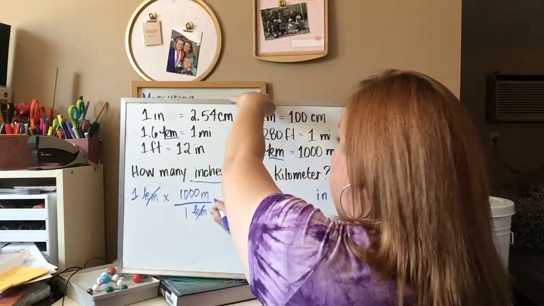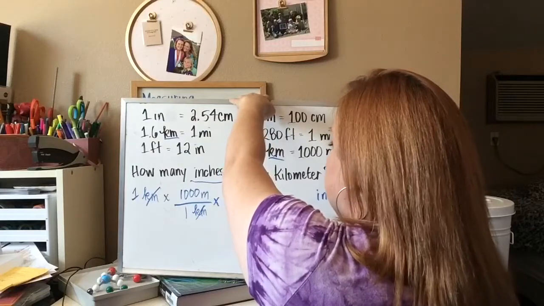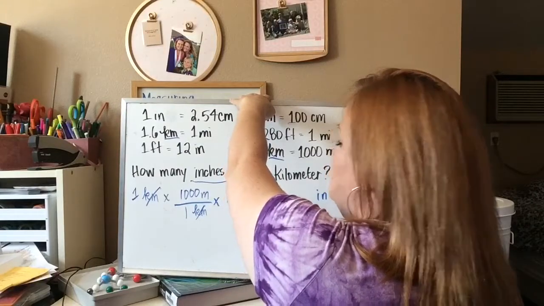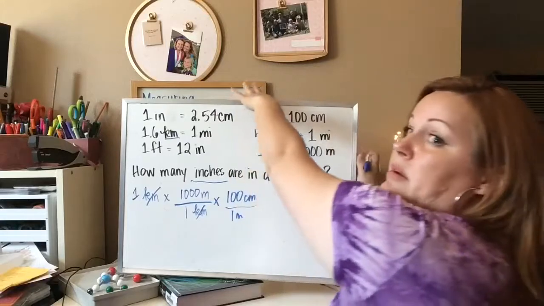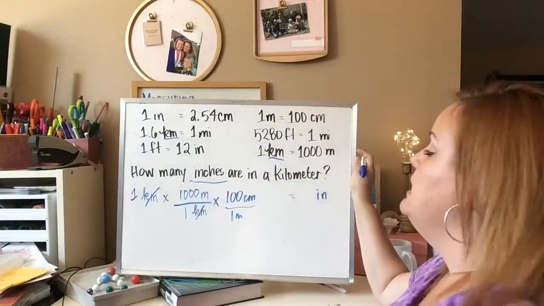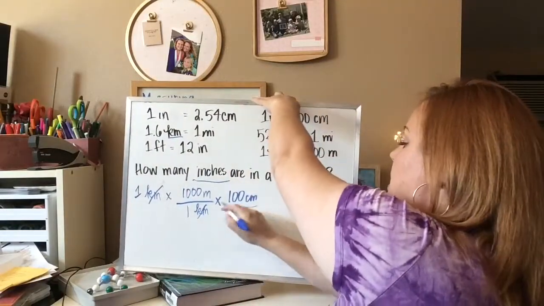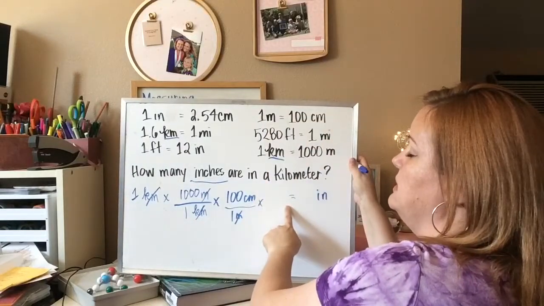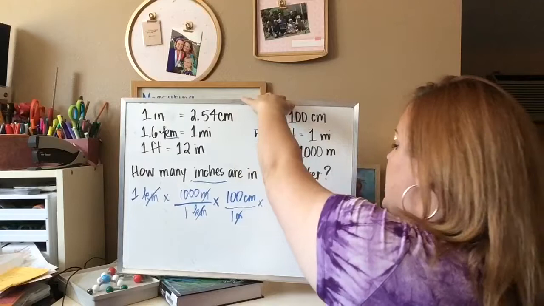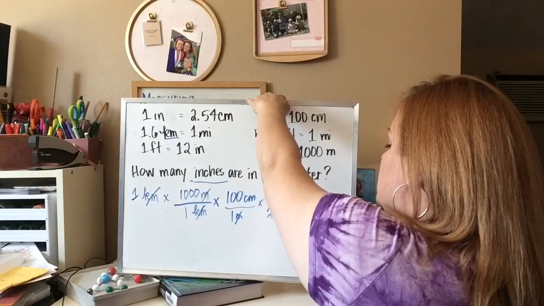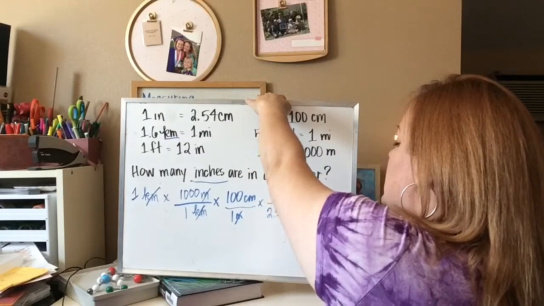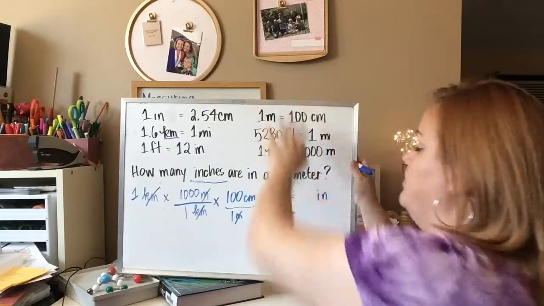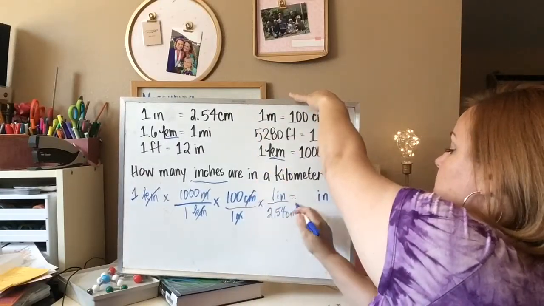So meters to centimeters, I put my centimeters on top, I put my 1 meter on the bottom. Okay, now my meters will cancel out. I have centimeters, and I've got one more conversion factor I need to use where I'm putting centimeters on the bottom and inches on the top. Okay, my centimeters are going to cancel.